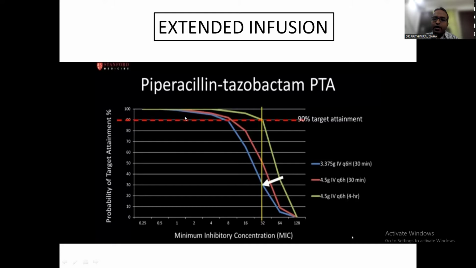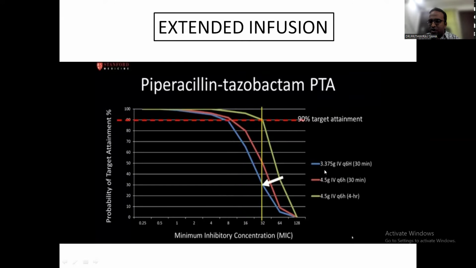So our main goal is to attain this PKPD, or the killing of bacteria, in 90% of the patients. So the goal is 90%. So the red line is the 90% target attainment. So we can attain it with 3.375 IV QID, or 6 hourly given as bolus, by this mechanism, if the bug has an MIC up to 8.